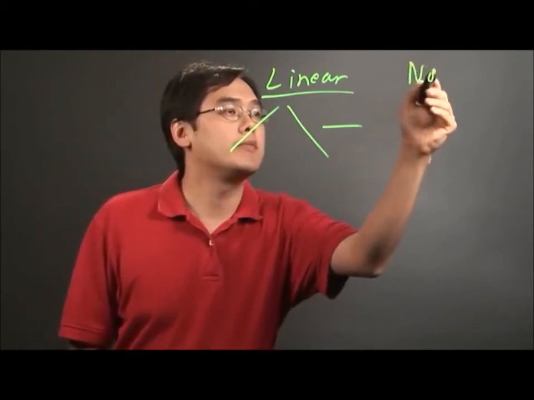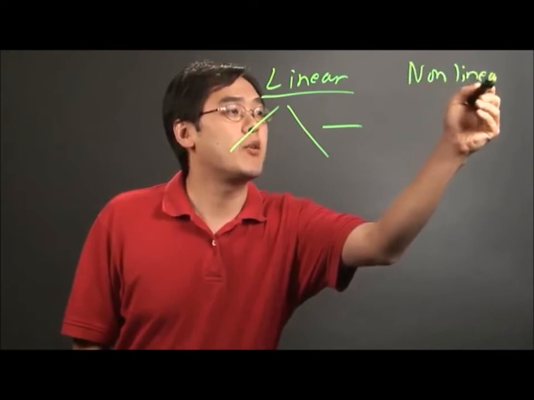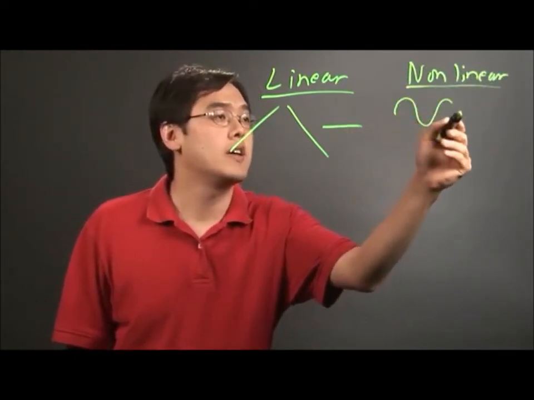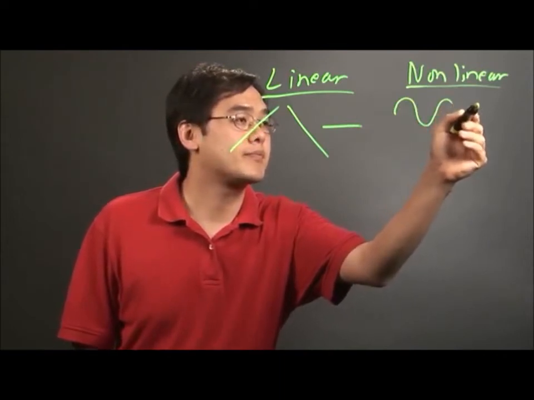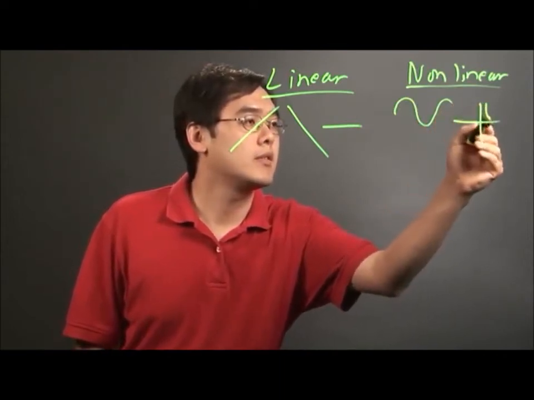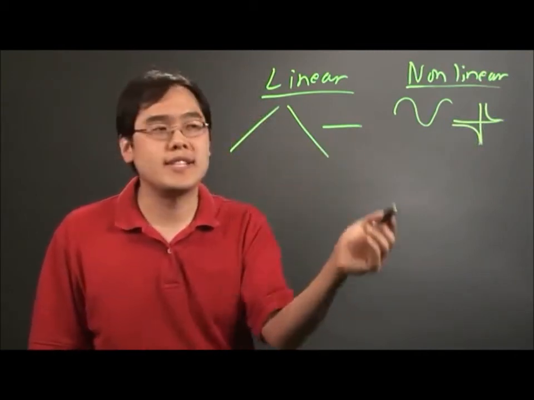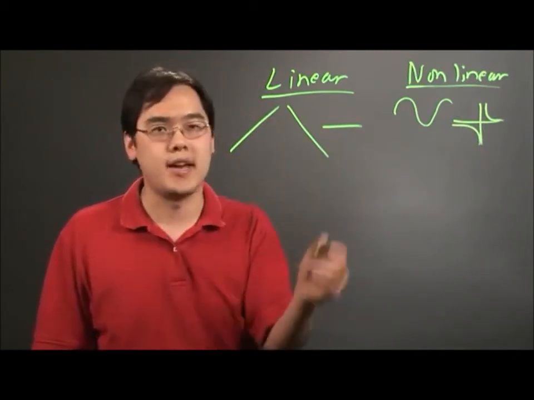Now nonlinear is basically a graph that's not that of a line. It can be a curve, it can be a split graph like that, or any graph that's not that of a line.